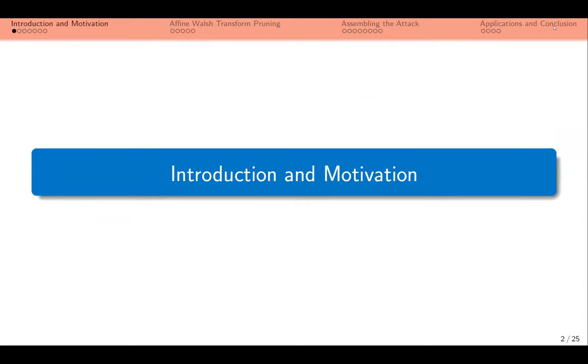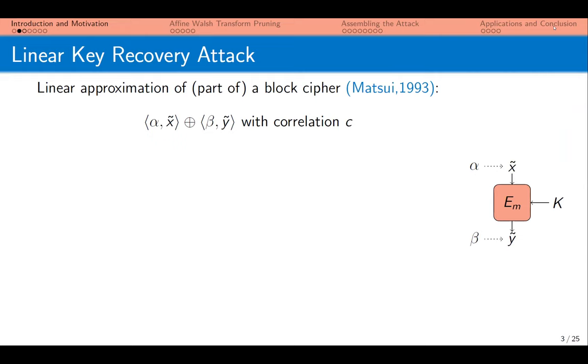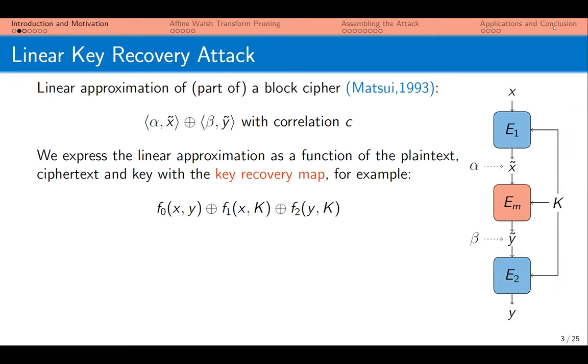First, I will briefly describe linear key recovery attacks and the context for this problem. In a linear key recovery attack, we consider a linear approximation of some part of a block cipher, and we extend this linear approximation by adding a key recovery path, usually a few rounds at the top and a few rounds at the bottom. We use what we call the key recovery map to describe the value of the linear approximation as a function of the plaintext, the ciphertext, and the key.